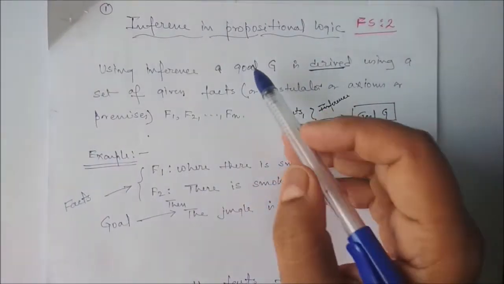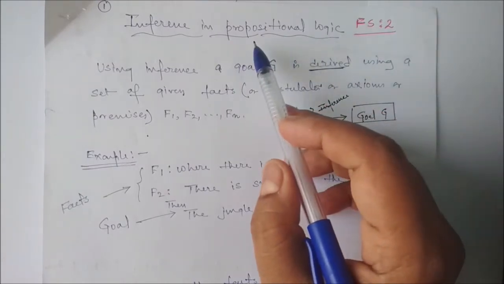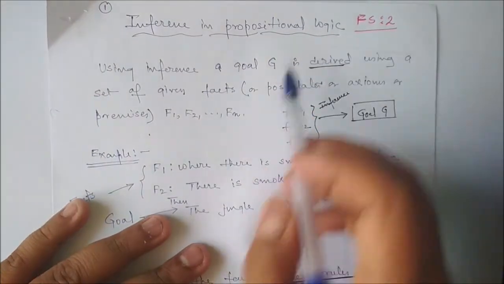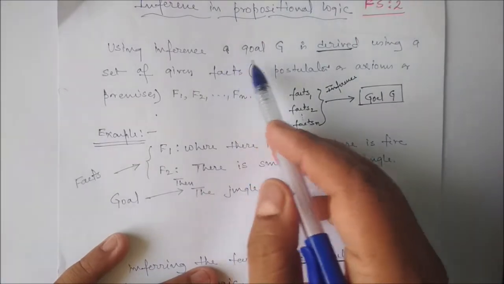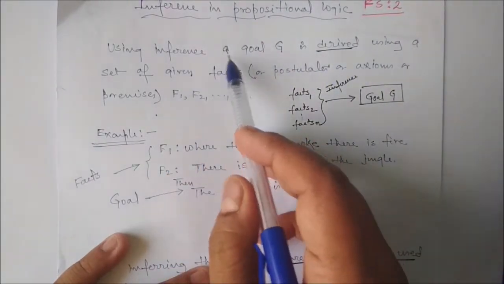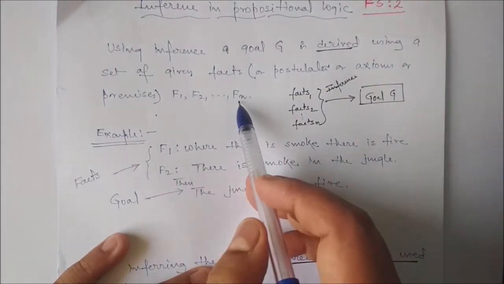In this video we will discuss inference in propositional logic. In the last video we discussed the basics of propositional logic. Now in this video we will discuss inference in propositional logic. Using inference, a goal G is derived using a set of given facts. These are also called postulates, axioms, or premises F1, F2 to Fn.